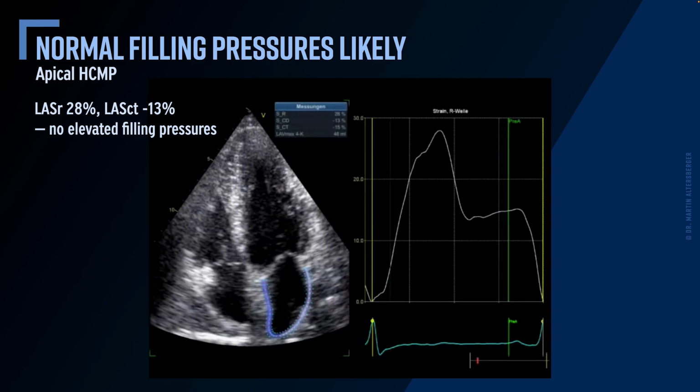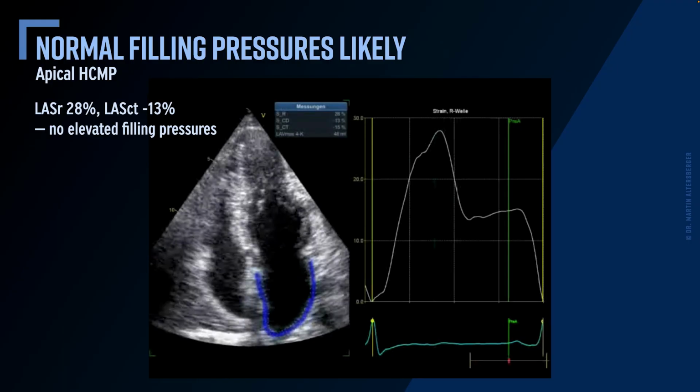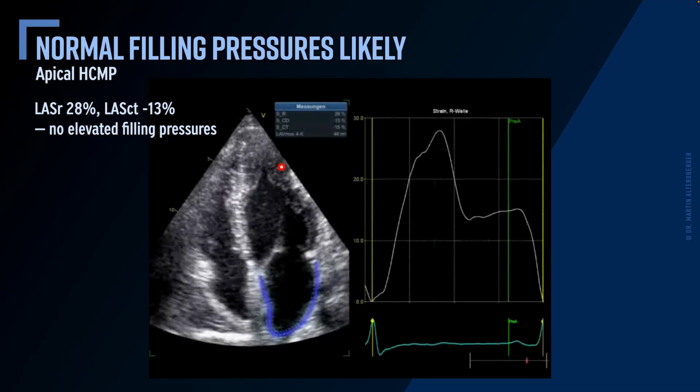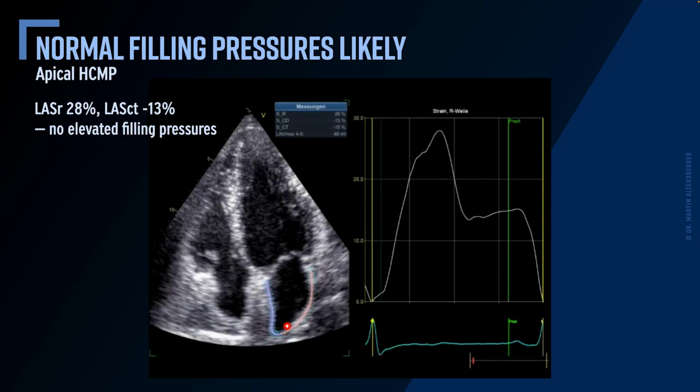I want to show you some examples here. We have a likelihood of normal filling pressures in apical hypertrophic cardiomyopathy. You see here the hypertrophy is in the apical segments, the so-called spade sign, and you see the left atrial strain.